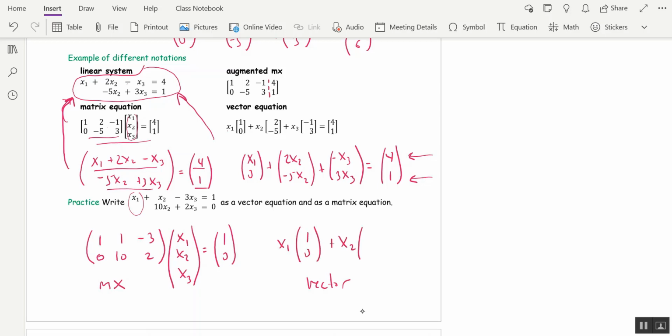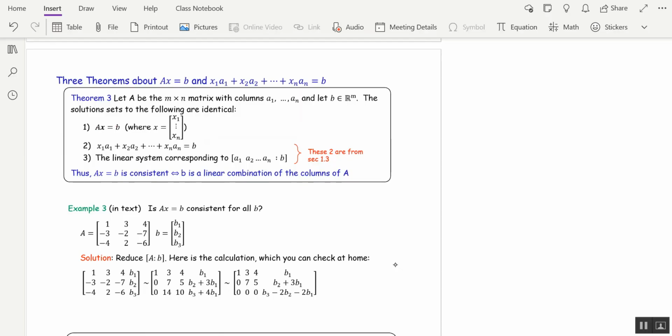Plus x2, look at the coefficients of x2. They're 1 and 10. And then x3, we've got negative 3 and 2. And that should be equal to 1, 0. Okay, now let's talk about some theorems involving AX equals B.